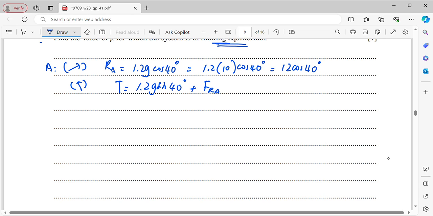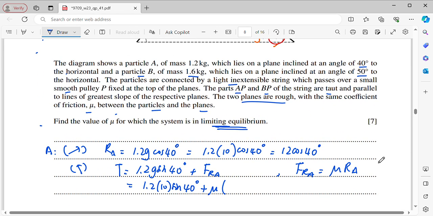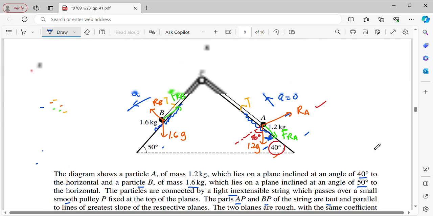So this is 1.2, g is 10, sine 40 degrees, plus the FRA. For your information, frictional force is mu RA. The mu is given, just remain as mu. The RA we have found, which is 12 cos 40 degrees. I will let this be my first equation, that is my T. And now we consider the particle B.